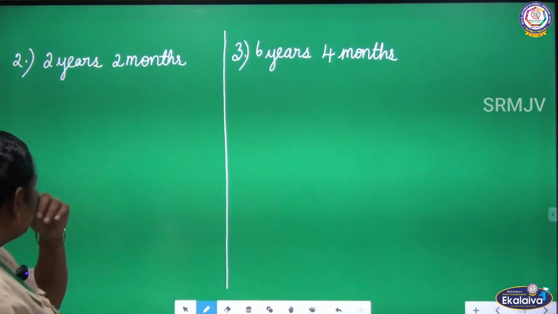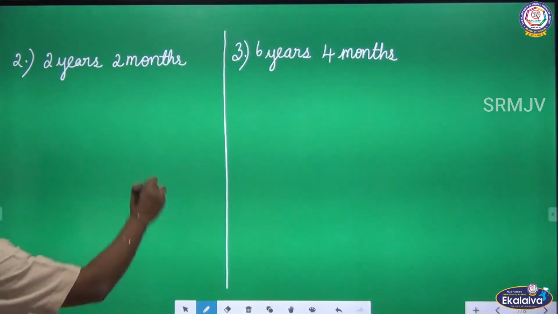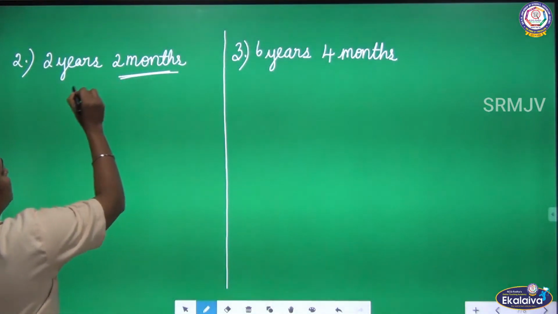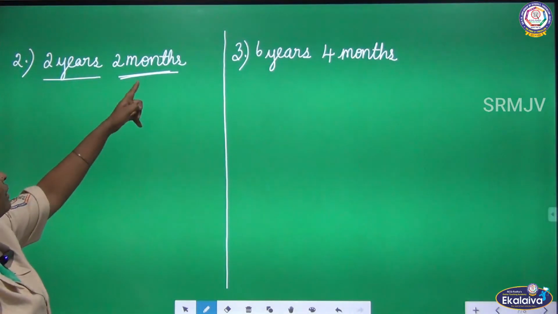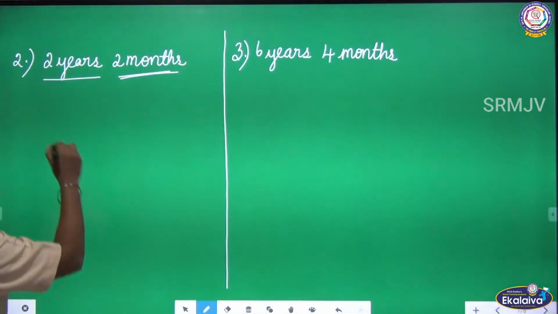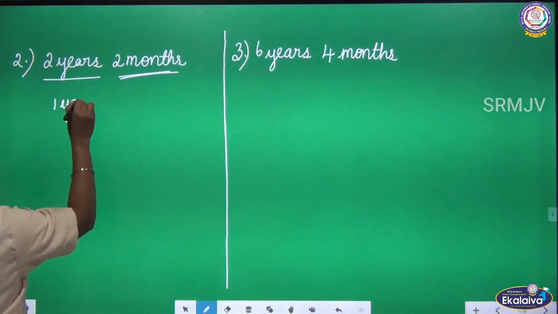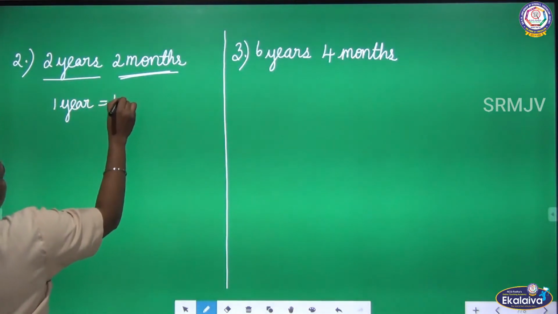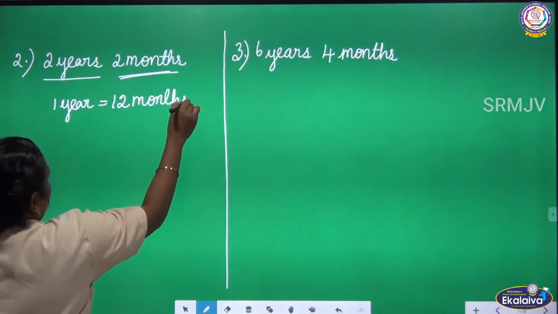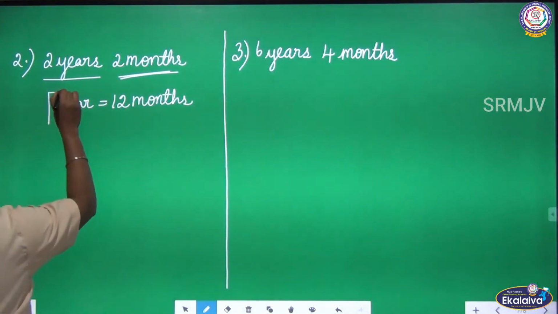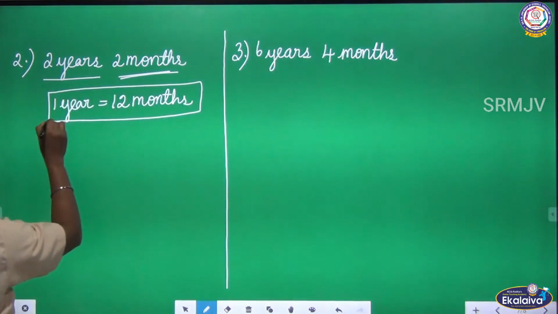Next one, 2 years 2 months. Listen, children, here this is already in months. So we are going to convert this years alone into months, then we can add this. Okay. So 1 year equal to how many months? 12 months. 1 year equal to 12 months.